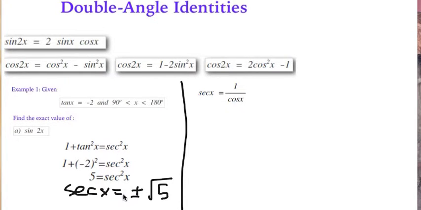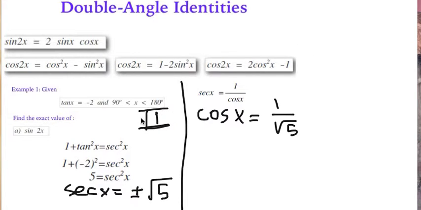Because we have the value of secant, the value of cosine is the reciprocal of square root of 5. So I get cosine x equals the reciprocal, 1 over square root of 5, plus or minus. I'm going to decide on the sign just by looking at the condition given here for the angle x between 90 and 180. That means that the angle is in the second quadrant.